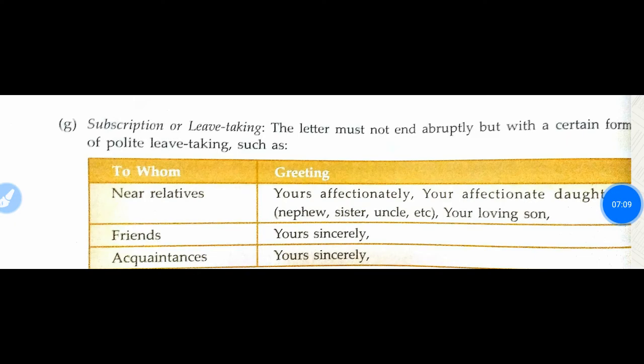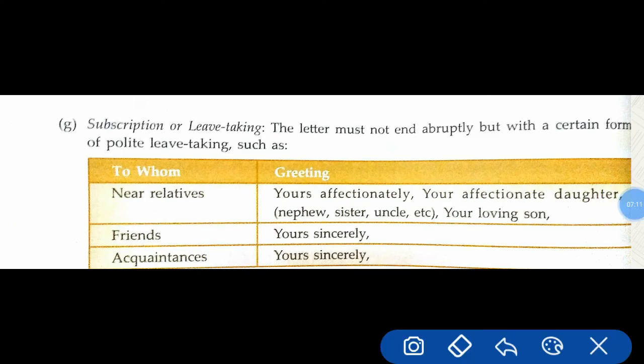Then we have the subscription, that is, the leave taking, how you end it. If it is for near relatives, then we can write, yours affectionately. If it is for friends, you can write, yours sincerely. If it is for your acquaintance, then you can write, yours sincerely. Here relative means brother, sister, dad, mom, uncle, friend, and so on. For everybody you can use this, yours affectionately, or your affectionate daughter, your affectionate sister, your affectionate brother. Whatever you want to mention, you can mention.